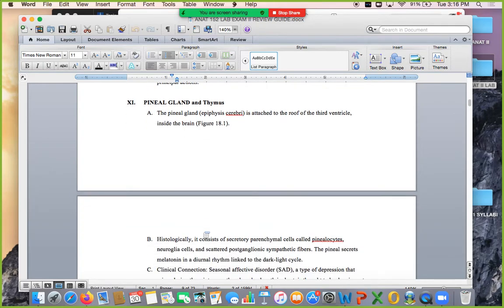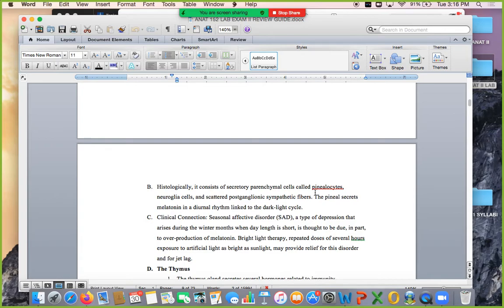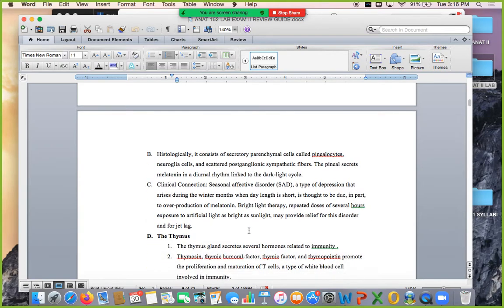The pineal gland is going to be found inside the brain, attached to the roof of the third ventricle of the brain. And it has secretory cells that are called parenchymal cells. Their specific name is pinealocytes, along with neuroglial cells and postganglionic sympathetic fibers. And these are going to be responsible for the secretion of melatonin, which is going to help us with our circadian rhythm, essentially. So the diurnal rhythm that's linked to the dark-light cycle, which is what tells us when to be awake and when to be asleep.